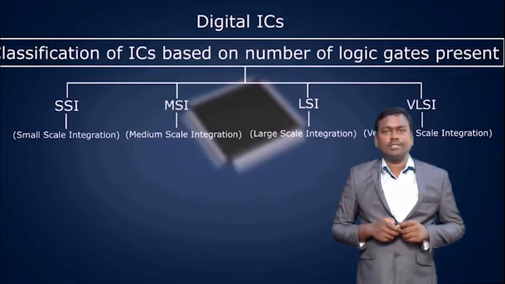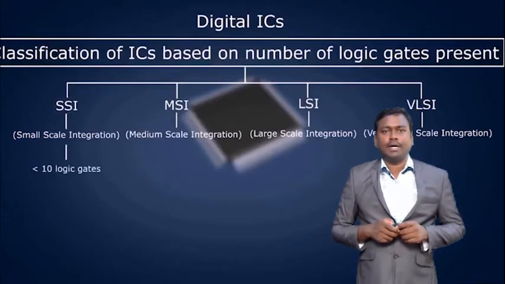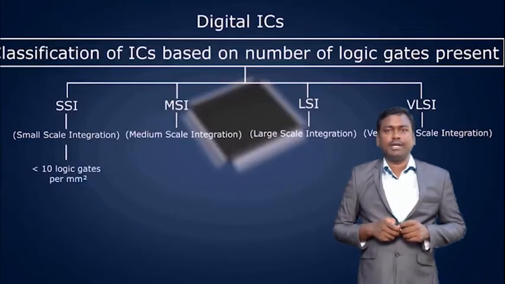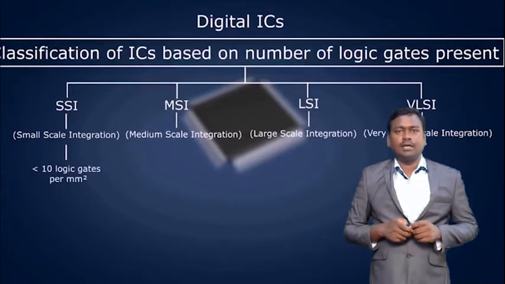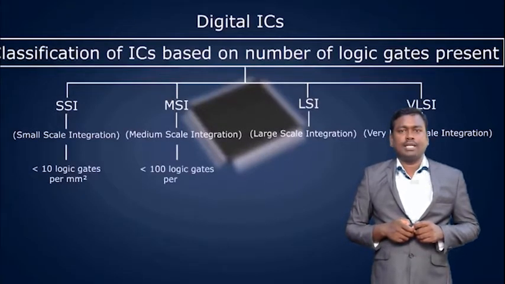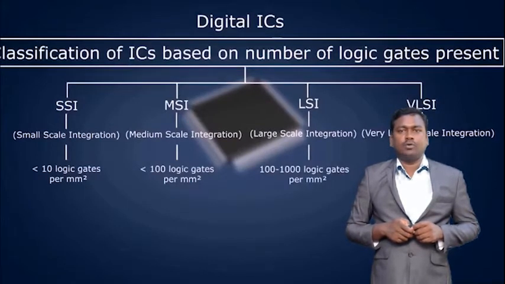SSI means small scale integration. It has less than 10 logic gates per square millimeter. MSI means medium scale integration. It has less than 100 logic gates per square millimeter. LSI means large scale integration. These chips have 100 to 1000 logic gates per square millimeter. VLSI stands for very large scale integration chips. They have more than 1000 logic gates per square millimeter.